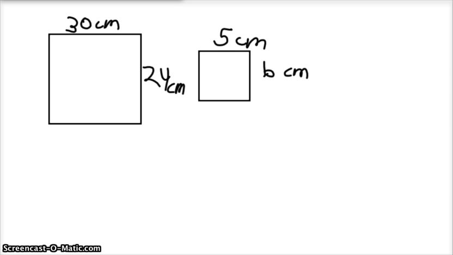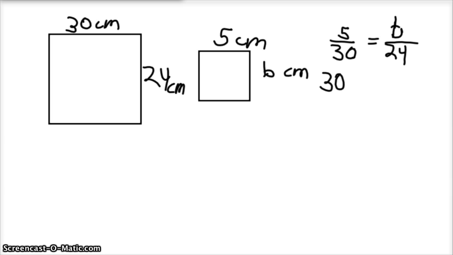So remember, when we make our ratios, we're comparing sizes. So for example, we'll start with the 5. We have 5 over 30 equals B over 24. Okay, so ratio problem, set it up.